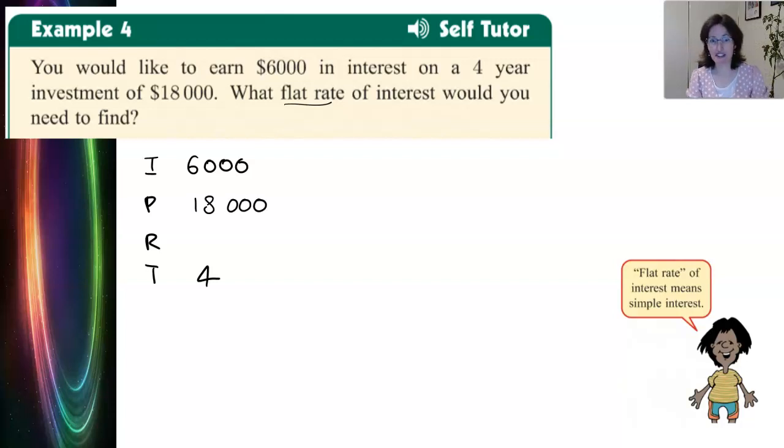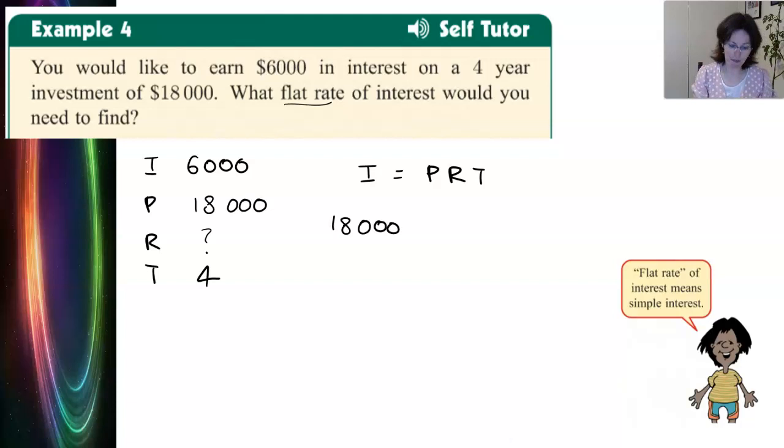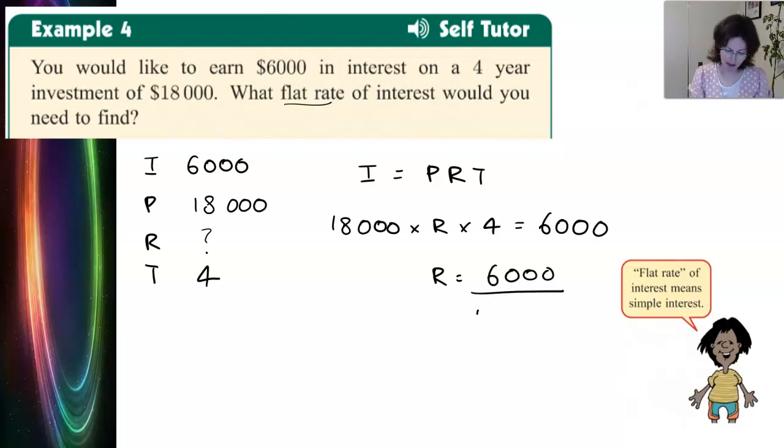What flat rate of interest would you need to find? So R is what we're trying to solve for. I'm just going to do it once where I show you the rearrangement as opposed to going straight there. If I is equal to PRT, let's substitute in the numbers that we do know. I'm going to put R on the left-hand side because that's what we're solving for. It's 18,000 multiplied by R multiplied by time, which is 4. That's equal to I. And so the rearrangement of this is we leave R by itself on the left of the equals and we rearrange the other two numbers.